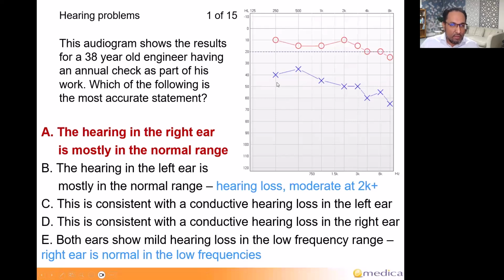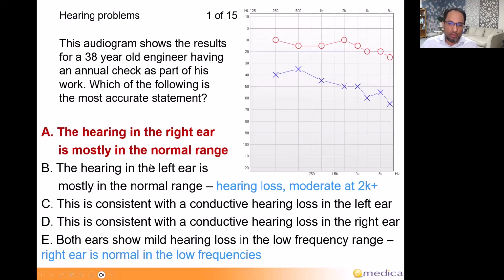Whereas if you look, the blue one is the left ear. In the left ear, you can see that it's mostly mild, then moderate loss, but then in the high frequencies you've got significant loss here. So that's why A is the right answer.